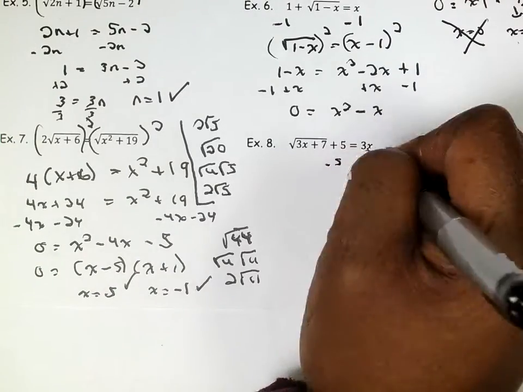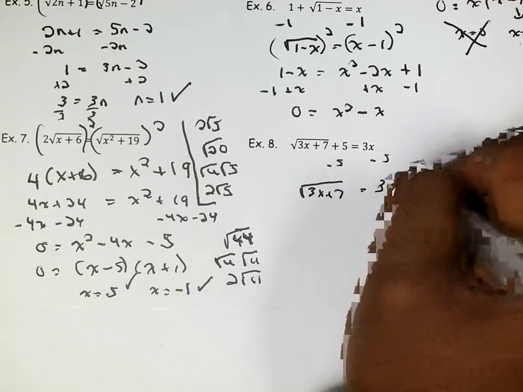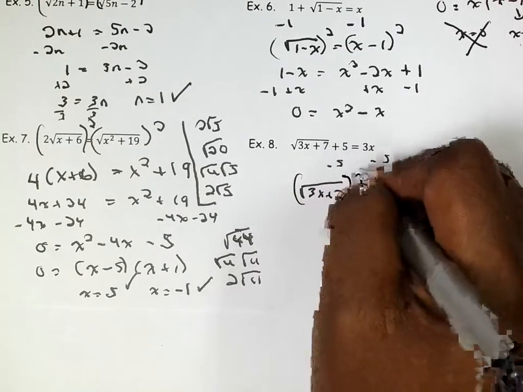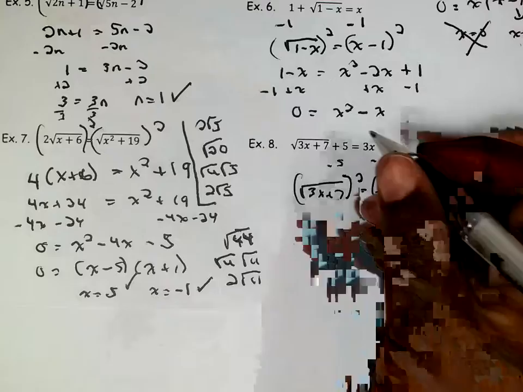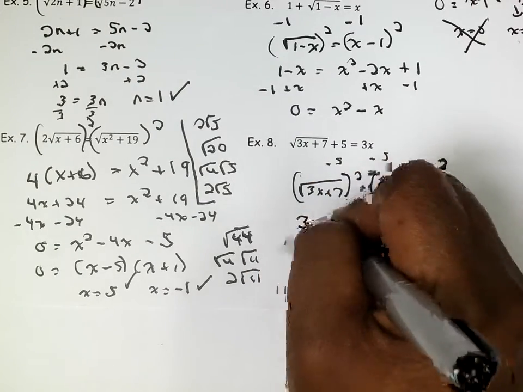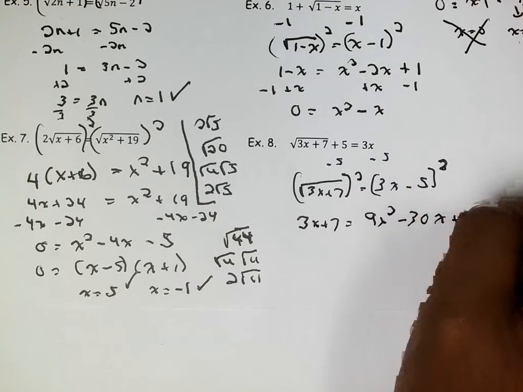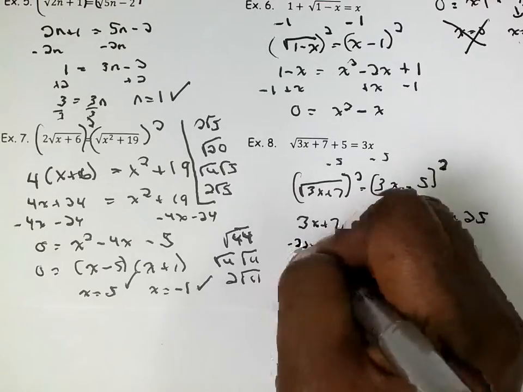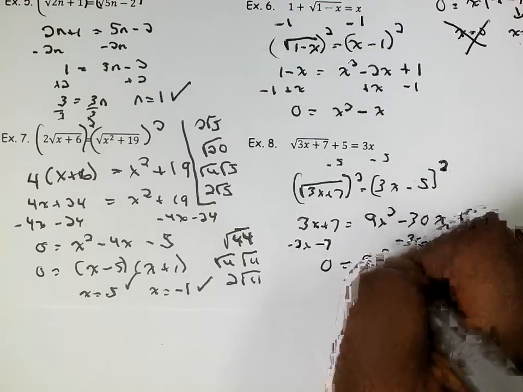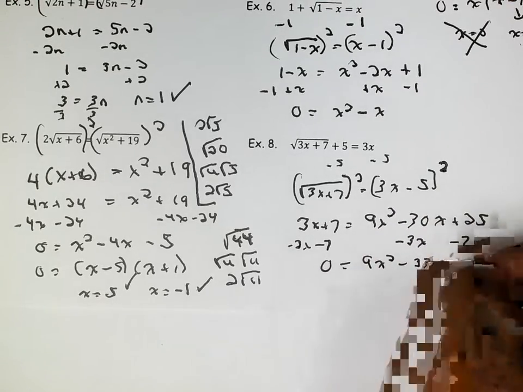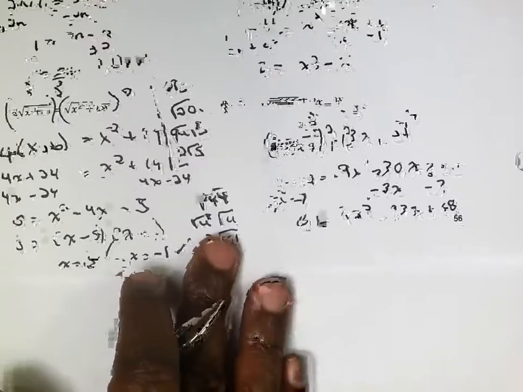And then the last one on this page, we first have to move that 5 over. And then square both sides. And again, this time we have to FOIL, just like the one up here on number 6. So that gives me 3x plus 7 equals 9x squared minus 30x plus 25. I got to get that equal to 0. So I get 9x squared minus 33x plus 18.